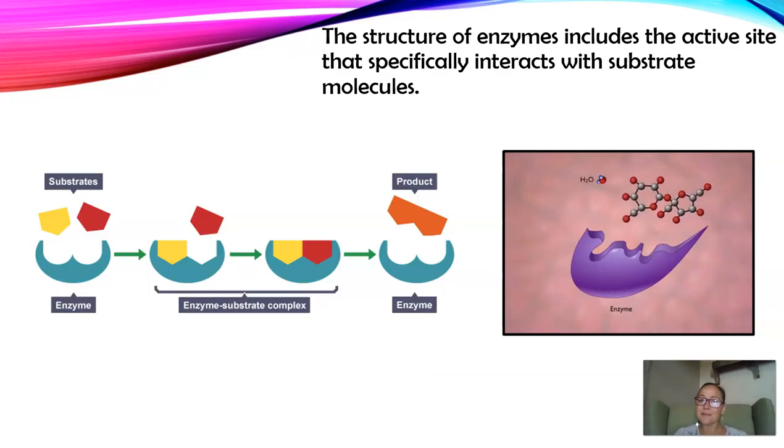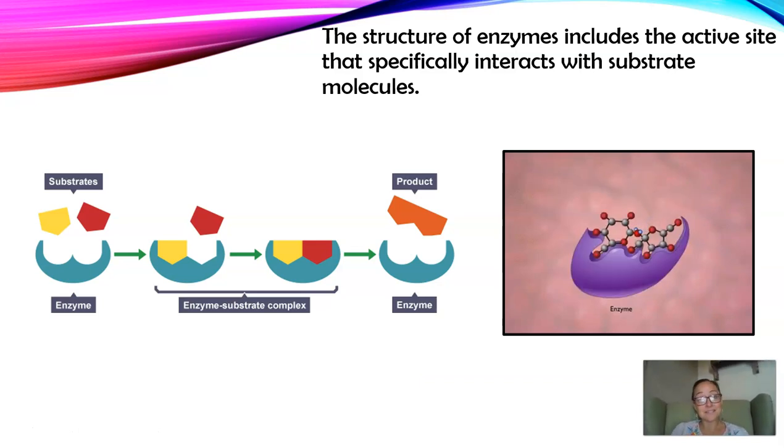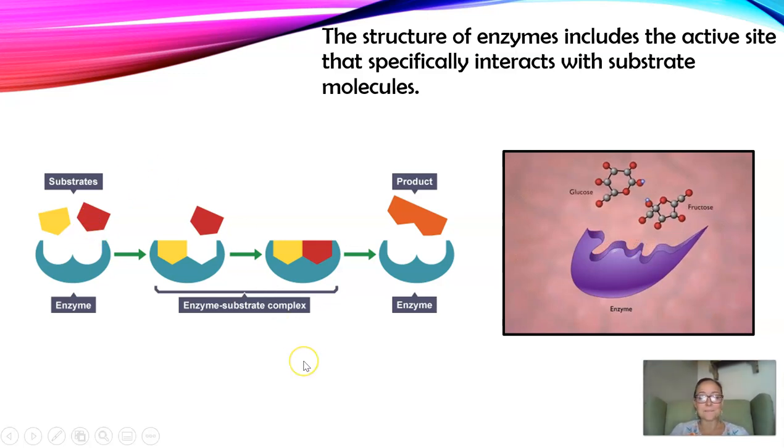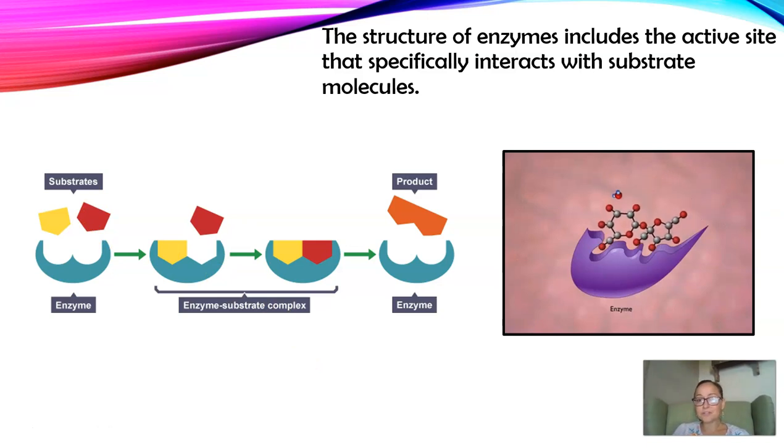So we're going to start with enzymes, where it says the structure of enzymes includes the active site that specifically interacts with substrate molecules. In a review of enzymes, enzymes are proteins that fold up in a particular shape dependent on the polypeptide sequence as well as the R groups and their properties. The folding up of that protein will create a section called the active site, and that active site is where the substrate attaches, and that is where the reaction occurs.